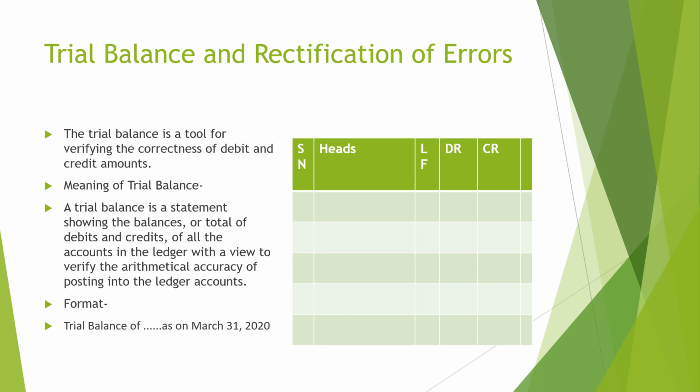So we are journalizing, analyzing, and after that we are preparing the ledger, and from the balances of the ledger we are preparing the trial balance. The trial balance is a tool for verifying the correctness of debit and credit amounts. Here a very simple meaning is given: a trial balance is a statement showing the balances or totals of debit and credit of all the accounts in the ledger, with a view to verify the arithmetical accuracy of posting into the ledger accounts. My dear friend, this is a very important tool because with its help we are preparing the trading account, profit and loss account and balance sheet.